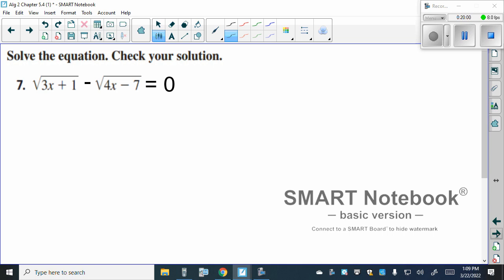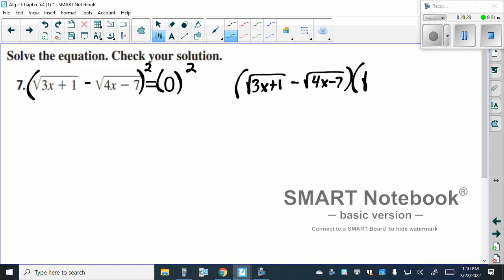Now, it'd be very tempting to want to square both sides. It'd be very tempting to do this. Now, if we squared the left-hand side, we have how many things inside those parentheses? 2. We have to distribute if we do it this way, which means I'm going to be taking 3x plus 1 minus square root of 4x minus 7 times 3x plus 1 minus square root of 4x minus 7. Because whenever we have two things inside parentheses squared, we have to use the distributive property.